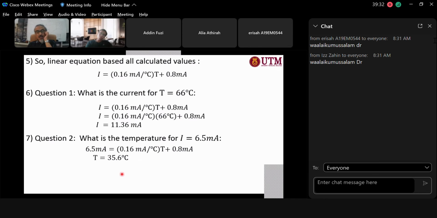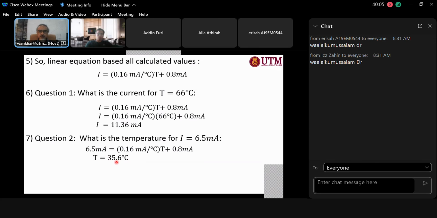In engineering, when we do calibration, we normally calibrate equipment by inputting the temperature at the input. We get this equation, and then when we use the equipment, we normally invert it.